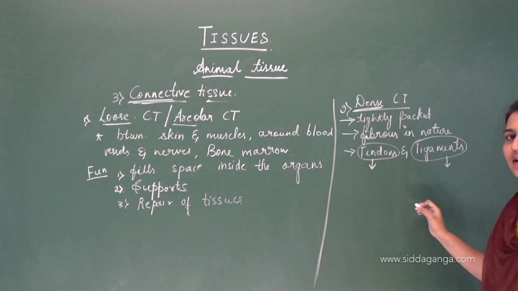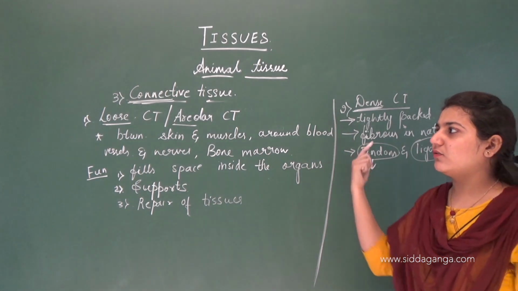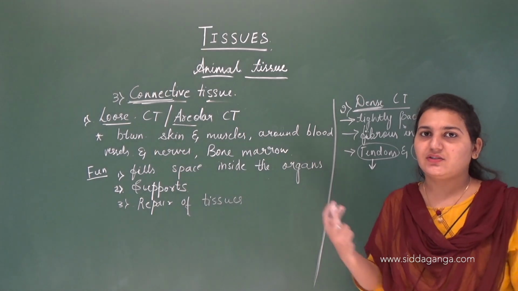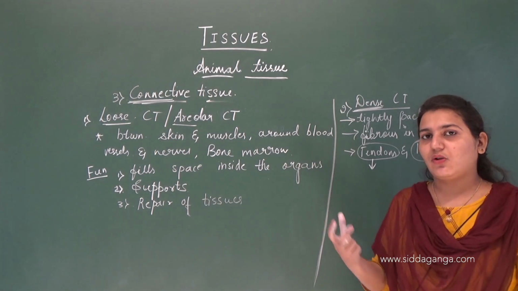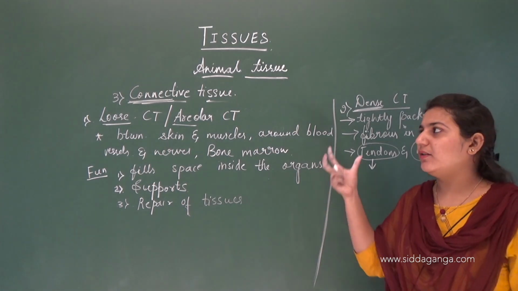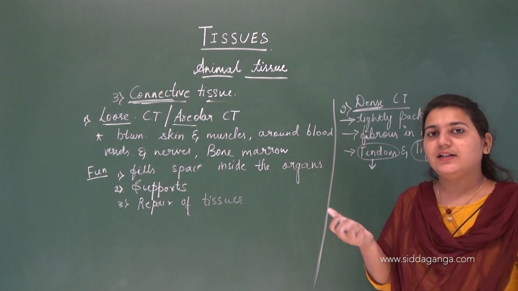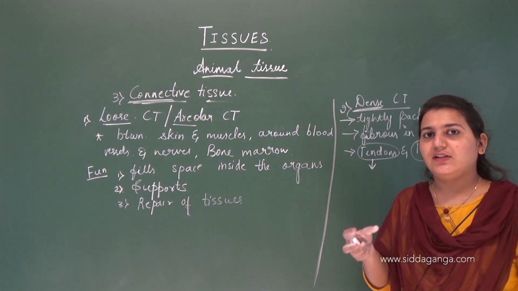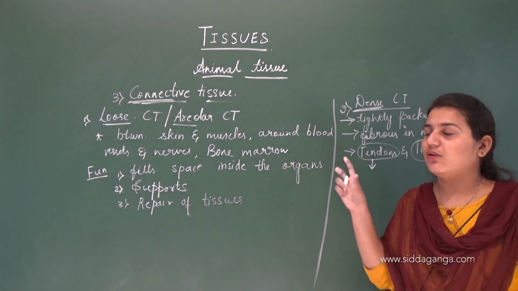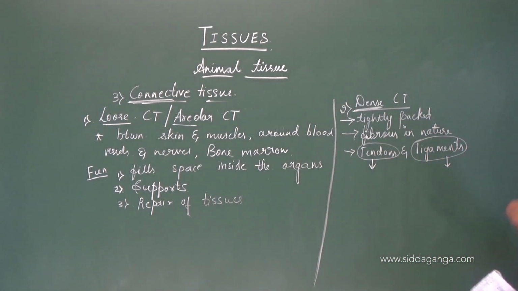The basic function of all these connective tissues is connection, either between bone to bone or muscle to bone, or connecting different types of tissues. So basically the main function of this is connection. It connects or anchors, and it supports the organ wherever it is present. This is an overview of connective tissue. So what are tendons?